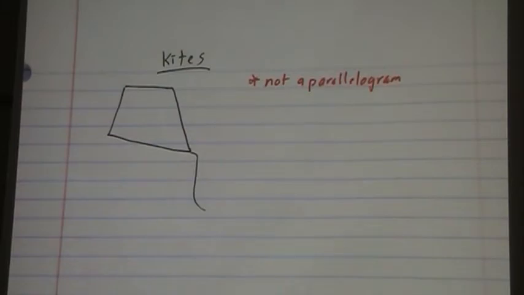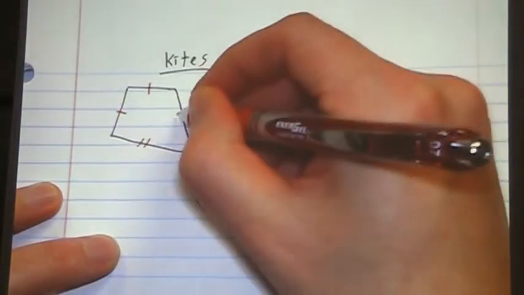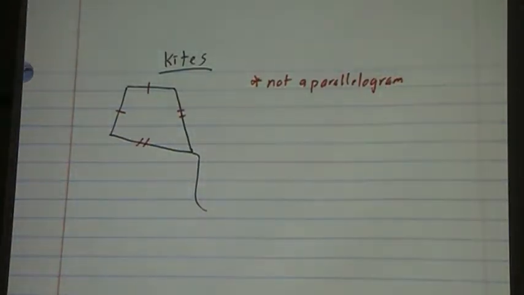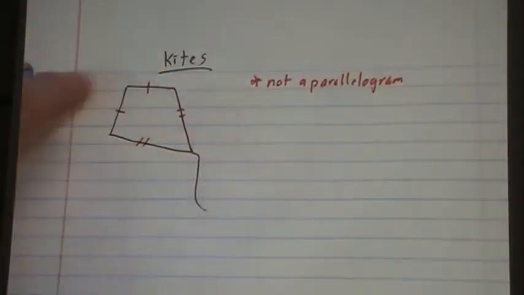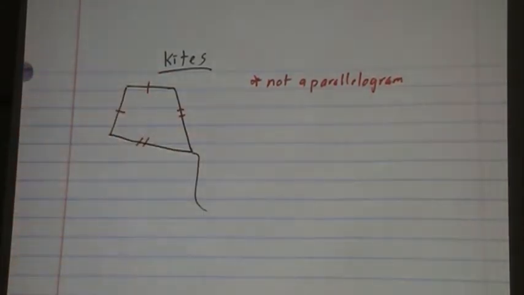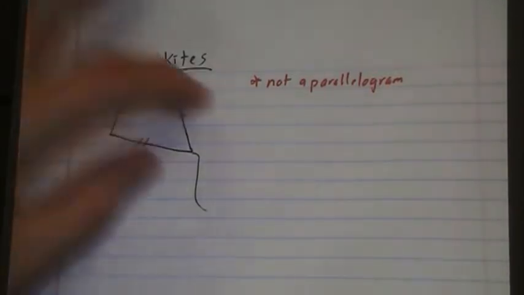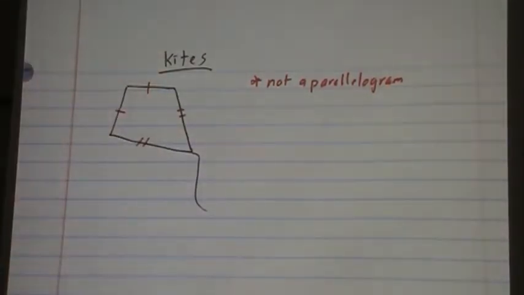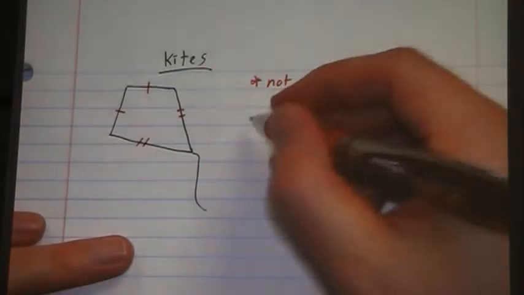But it does have some situations that are unique. The sides that are next to each other are going to be congruent. That's what makes a kite a kite. So it's not a parallelogram, but the sides next to each other are congruent. The small sides are next to each other and the big sides are next to each other. And the situation that happens here is diagonals are perpendicular.